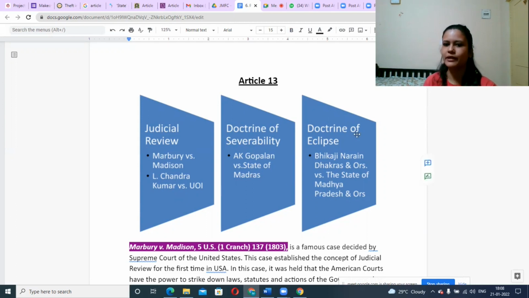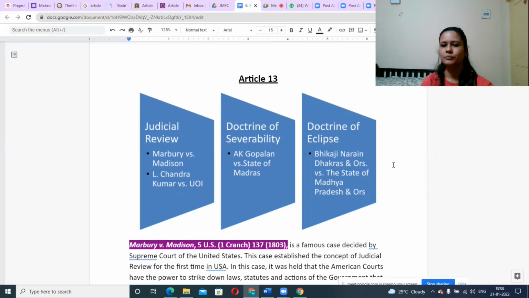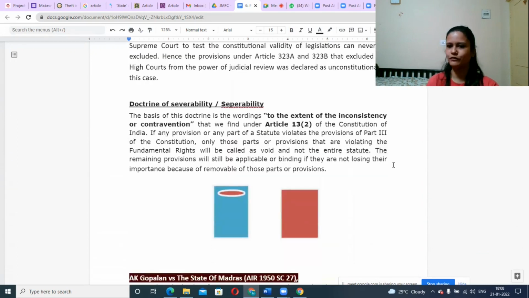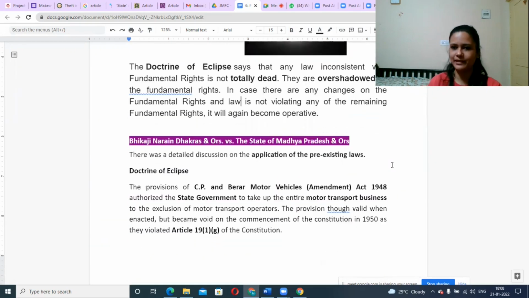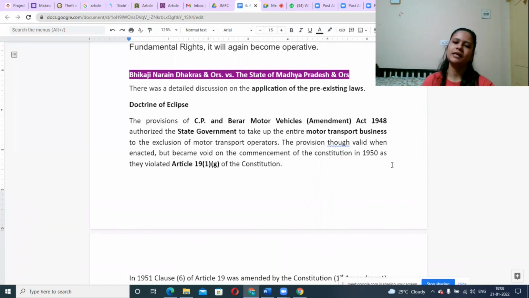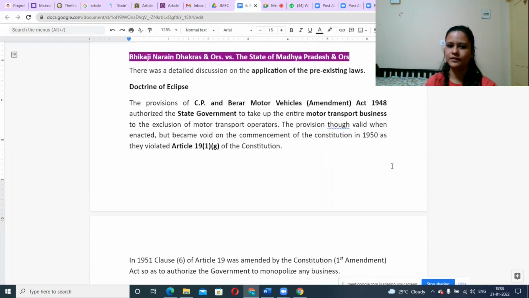Same thing, we have the doctrine of eclipse, which says whatever provision you are considering as void would be overshadowed by Part 3 until and unless there is an amendment which changes that certain provision of Part 3 of the Constitution. In this case, Keshavan Madhava Menon, or rather the Madras case, is a very good example of this doctrine of eclipse, wherein a certain provision was overshadowed by Part 3, and just a year later, because of the first constitutional amendment in 1951, it was again made applicable. There is no problem with this provision, it can again be applied over here. Okay.